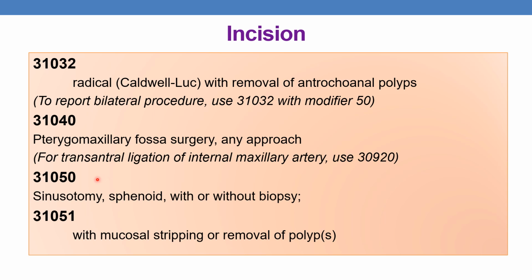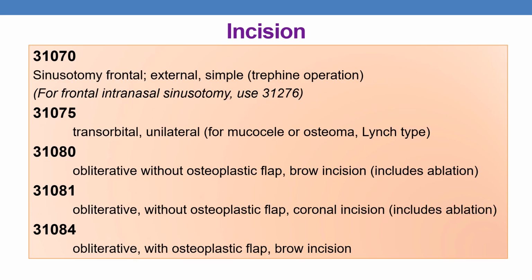The next CPT is 31050. Sinusotomy sphenoid with or without biopsy. The next is 31051. Sinusotomy sphenoid with mucosal stripping or removal of polyps. Whenever sinusotomy sphenoid is done with removal of polyps, the CPT is 31051. The next CPT is 31070. Sinusotomy frontal, external simple. And for frontal intranasal sinusotomy, use 31276.